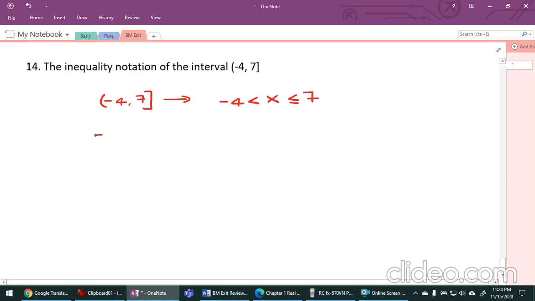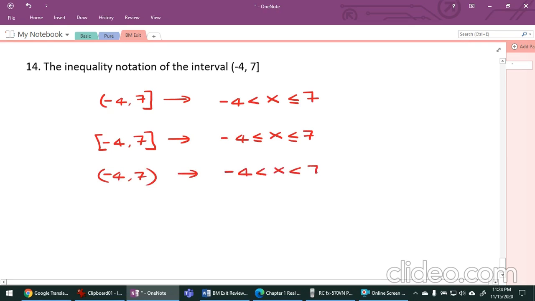So if you have like this, if it was -4 close and 7 close, how will you write? -4 less than or equal to x less than or equal to 7. And if it is like this, -4, 7, both open, then how will you write? -4 less than x less than 7. So the answer for this question is this.